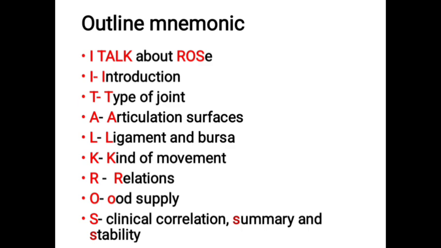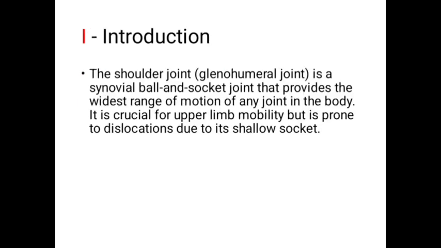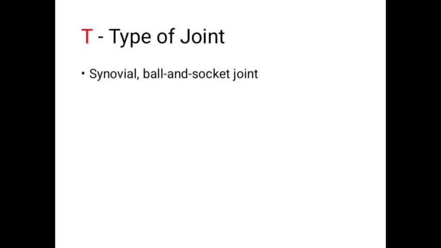Now when you're asked to write an essay, the essay must start with an introduction and end with a summary. For the introduction: the shoulder joint is a synovial ball and socket joint that provides the widest range of movements of any joint in the body. It is crucial for upper limb mobility, but it is prone to dislocation due to its shallow socket. Now the type of joint: it is a synovial ball and socket joint.